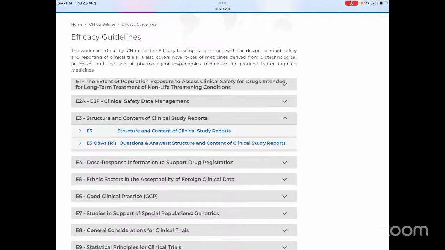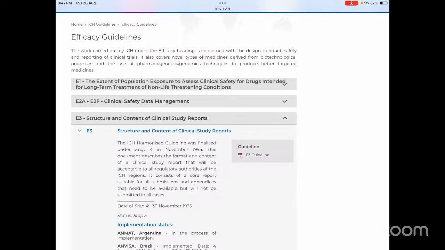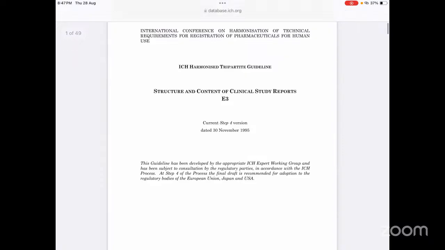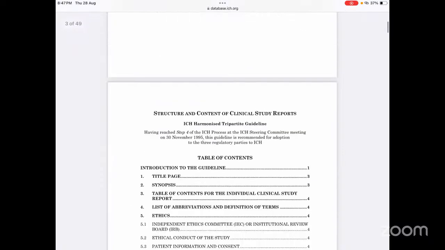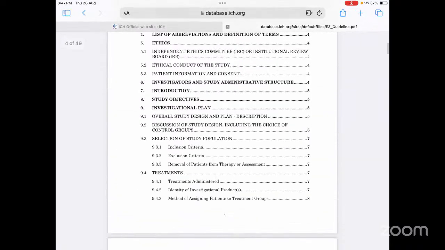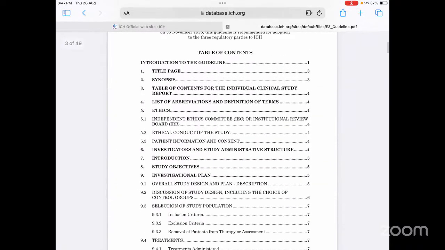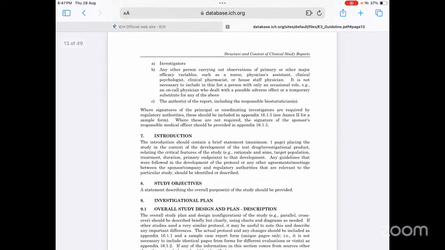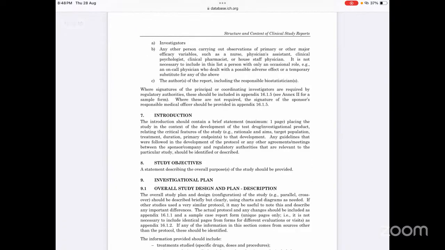How good it is, right? So here, the E3 guideline is the one that we follow to write the clinical study report. Open it. Here it is. Whatever I have told you is all here and in detail. I was telling you, I have given you the crux, like study design. Just see the introduction. They are already telling you what you have to write.